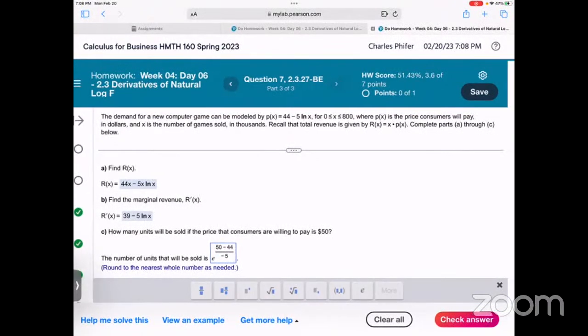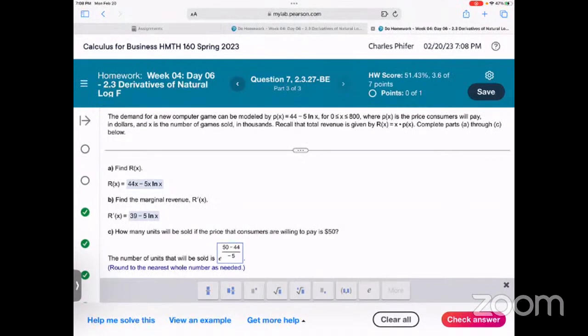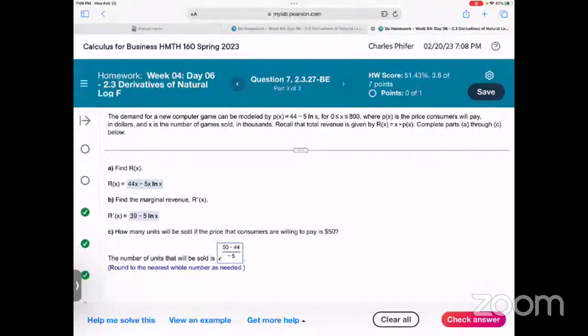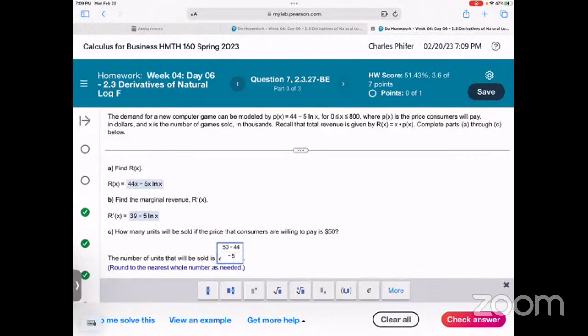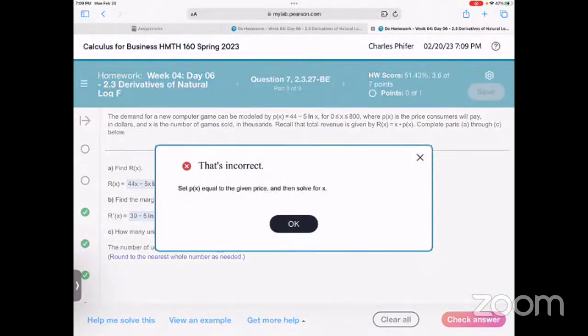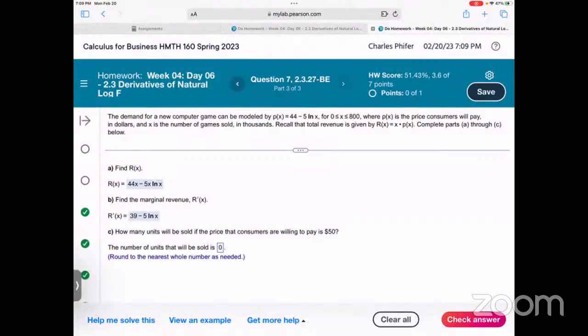So let's put 0 here and see what happens. If it doesn't work, we'll take some time and try to get to the bottom of it. I'm going to try to wrap up this question and we'll let that be it. So we're going to put 0. Set p of x equal to the given price and then solve for x. Yeah, that's what we did. I probably should write it out: 50 minus 44 divided by -5, e to that power.